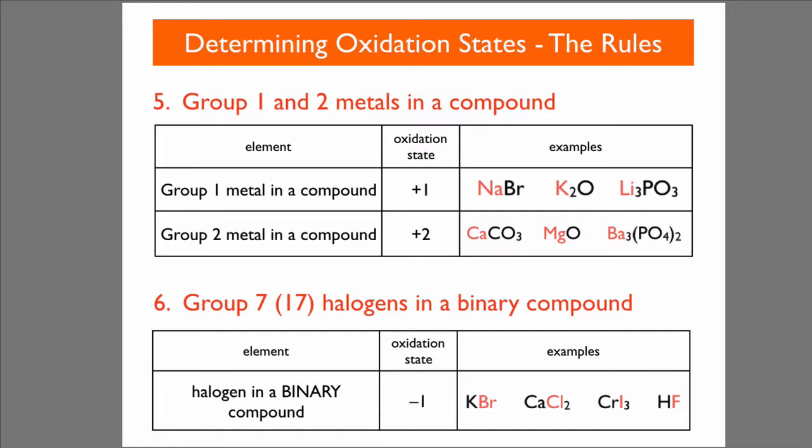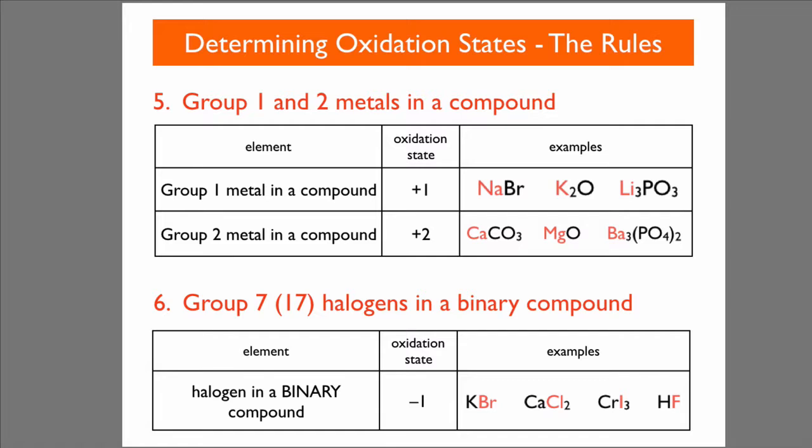Rule 5: Group 1 and 2 metals in a compound. Any group 1 metal in a compound has oxidation state +1. Any group 2 metal in a compound, +2. So very straightforward. Sodium, potassium, lithium will always be +1. Calcium, magnesium, barium, all those group 2 metals, always +2.